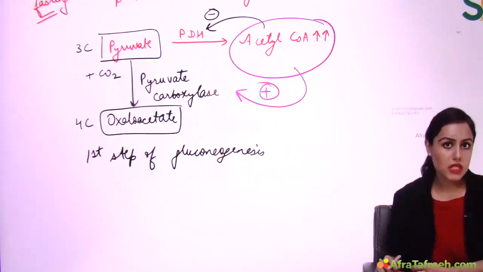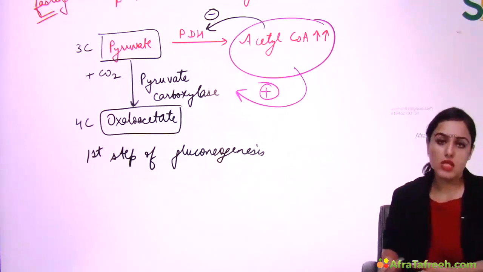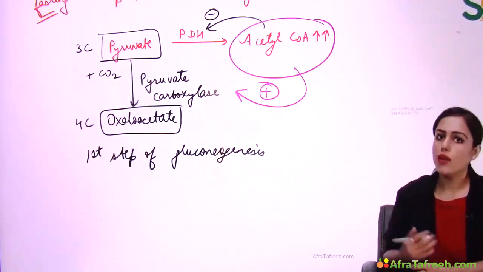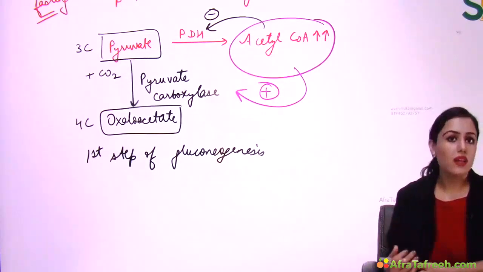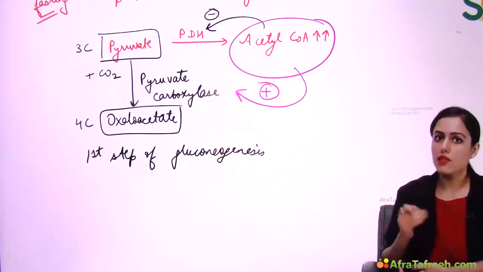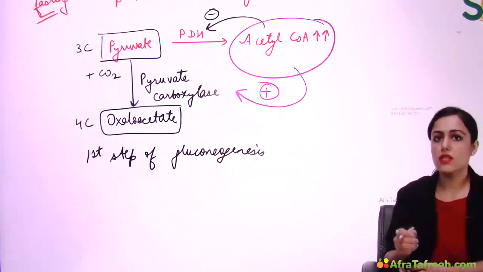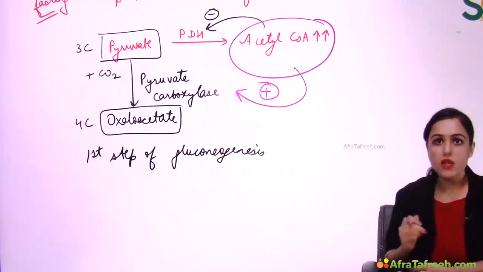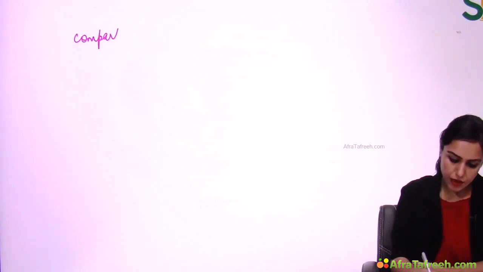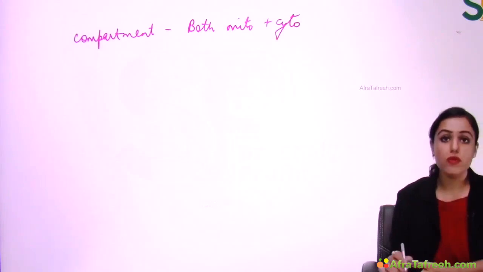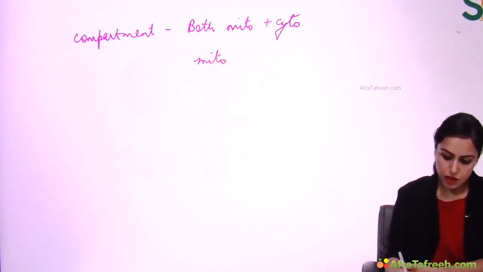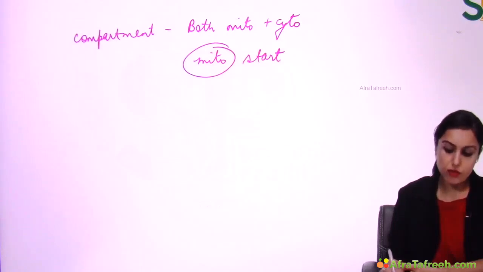I told you that in fasting state, acetyl-CoA has 3 fates. Either it can go into TCA, or it can go into synthesis of ketone bodies pathway, or it can go into activation of gluconeogenesis. And in activation of gluconeogenesis step, this first step of gluconeogenesis is activated, right? Now, gluconeogenesis pathway occurs in which compartment? This pathway occurs in both mitochondria and cytoplasm, and any pathway which occurs both mitochondria and cytoplasm, that pathway will start from mitochondria.